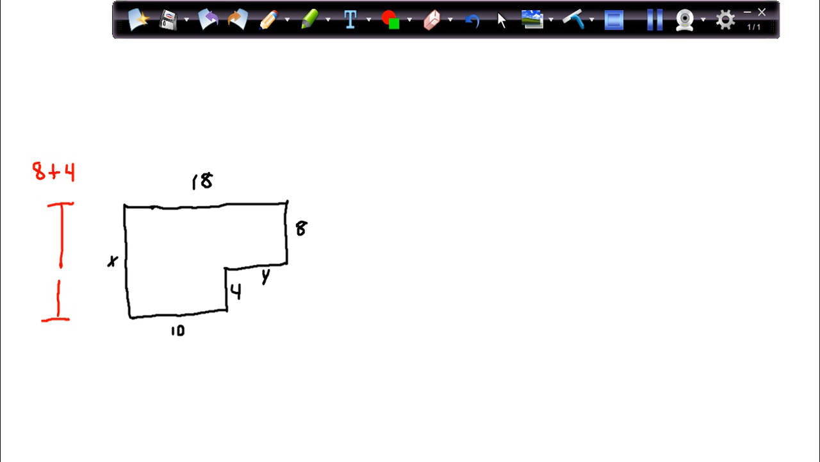And similarly, up top here, since this is 18, all the way across, right? Minus what? This here, minus 10. See? Because that's the minus piece right here. So 18 minus 10 is 8. So we know then that Y over here is 8.